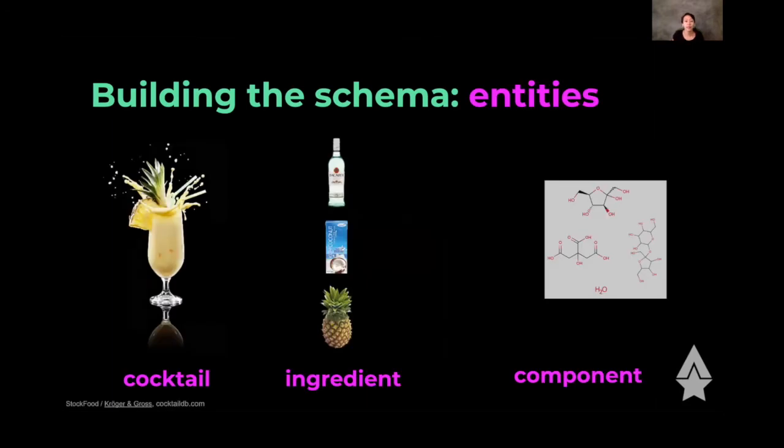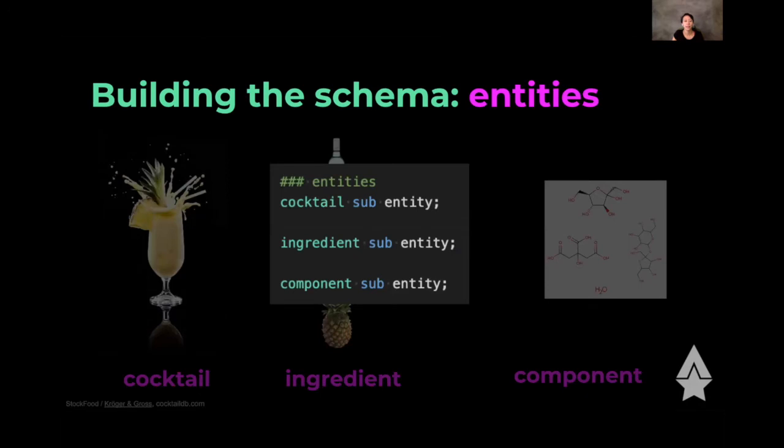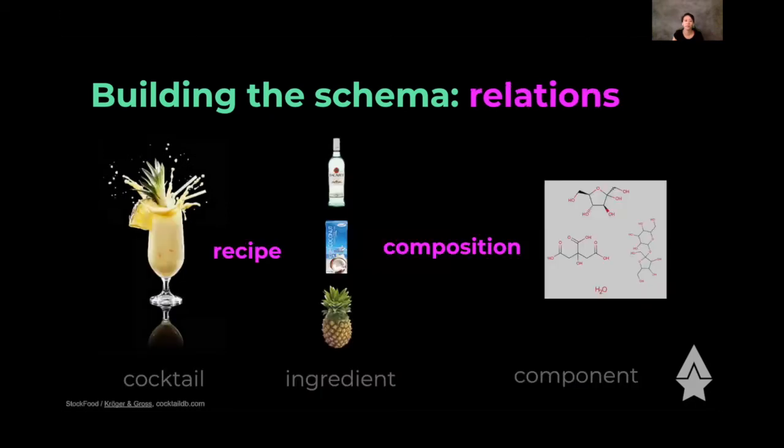In the cocktail graph, these are the entities. There's the cocktail, the ingredient, and the compound. In your schema, you first define these entities using a syntax like this. The cocktail is an entity, the ingredient is an entity, and the compound is also an entity.